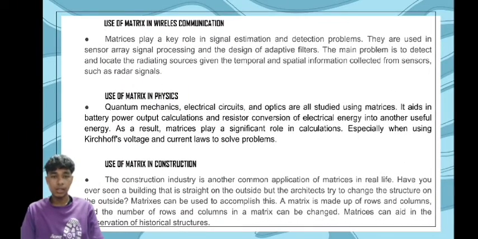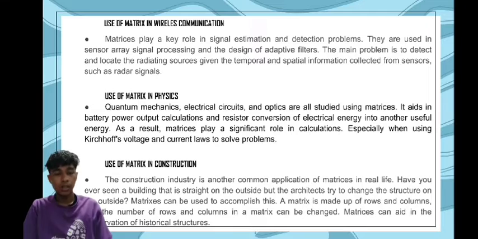Use of matrix in wireless communication. Matrices play a key role in signal estimation and detection problems. They are used in sensor arrays, signal processing, and the design of adaptive filters. The main problem is to detect and locate the radiating source given the temporal and spatial information collected from sensors, such as radar signals. Also, matrix can be used in physics.